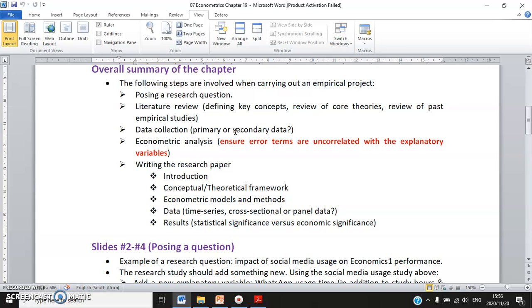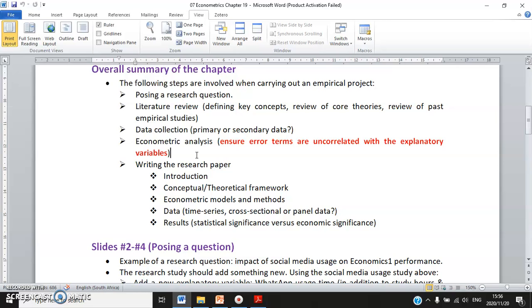Secondary data means data which has been captured by someone else and released by that person or institution, such as Statistics South Africa census data, the SARB Reserve Bank Quarterly Bulletin time series data, or even World Bank and IMF international country-level data. And then you move on to conduct econometric analysis, assuming your topic involves empirical data analysis.